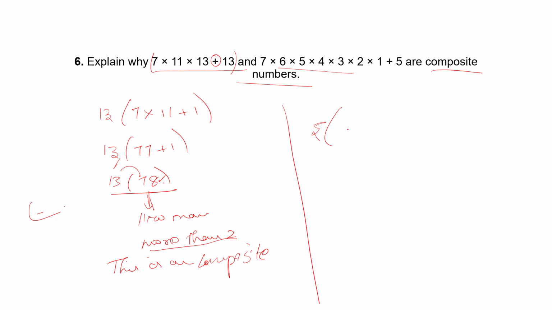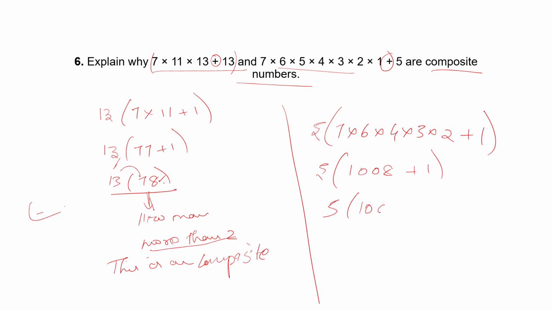And here there is a plus, so you can take 5 outside: 7 into 6 into 4 into 3 into 2 plus 1. Again you don't have to multiply. If you multiply this, you get 1008 plus 1, so 5 into 1009. That means this has more than 2 factors. So this is a composite number, right?